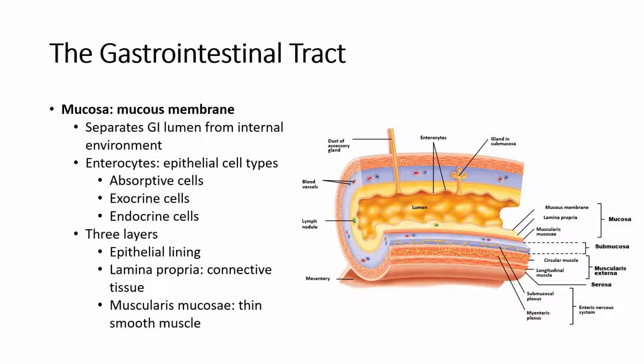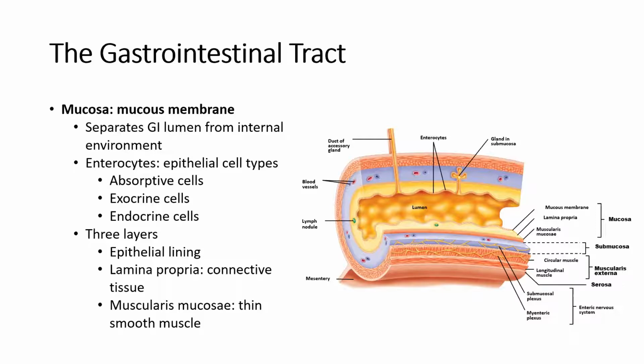So the mucosa, the mucous membrane of the GI tract, is what pretty much separates the lumen from the internal environment. So this is that lining epithelium. This is what protects the underlying tissues from the acid that's in the stomach, or from the nutrients that are coming in from our food, or any bacteria or pathogens. So this is what separates the lumen from our internal environment. And so this can also be thought of as a part of the immune system, a part of the defense mechanism of the body. Here we have cells that are called enterocytes.